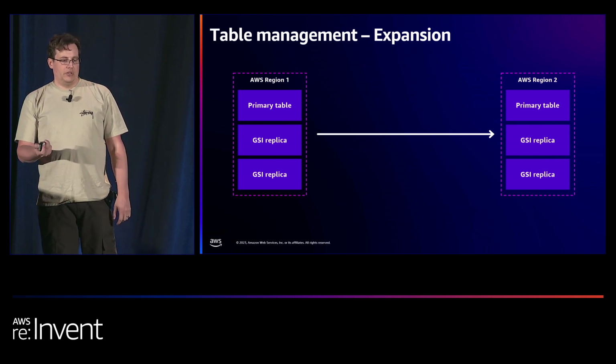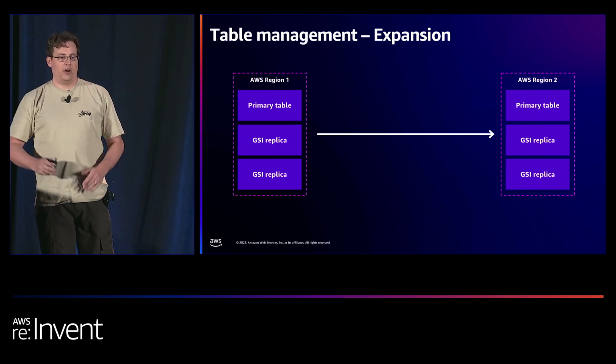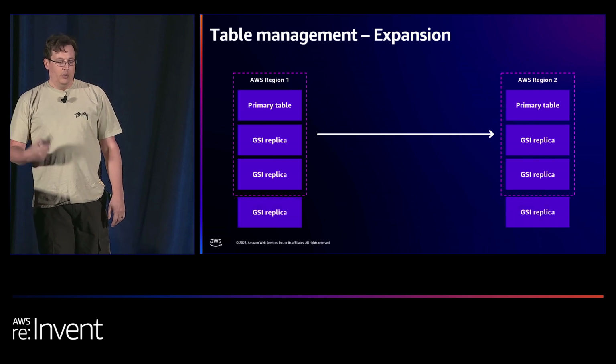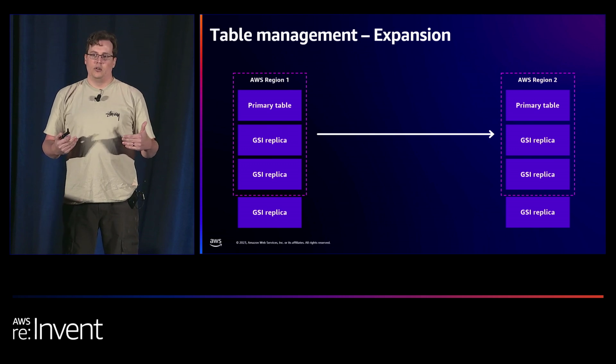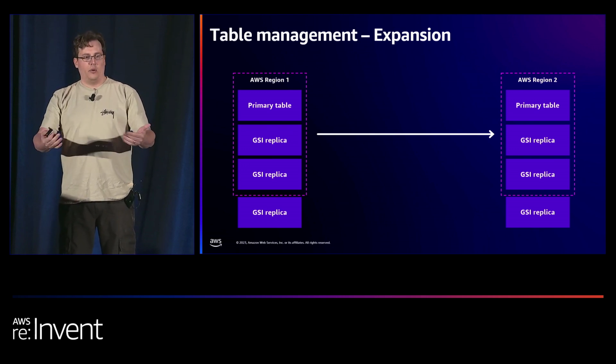And in essence, what this is doing is now we're flexible. We can grow our capacity, or we can add another GSI replica. We've now replicated the data in another direction. And also, we could take that capacity away by deleting a replica.